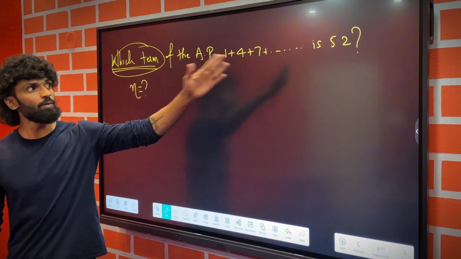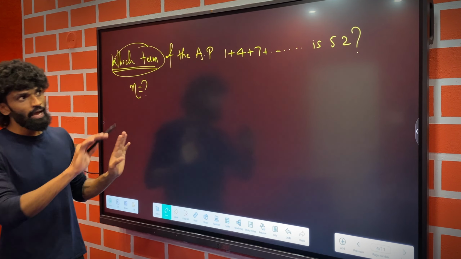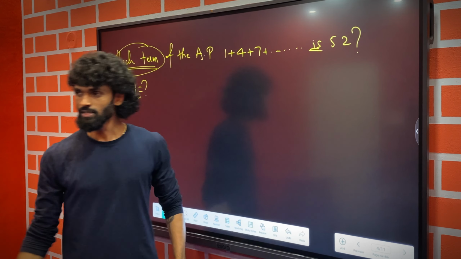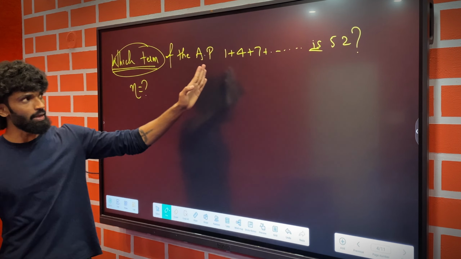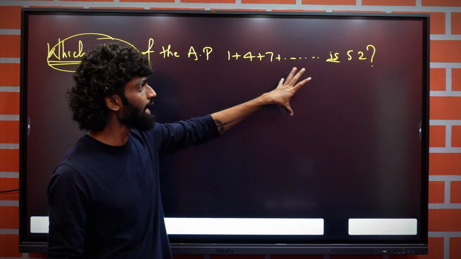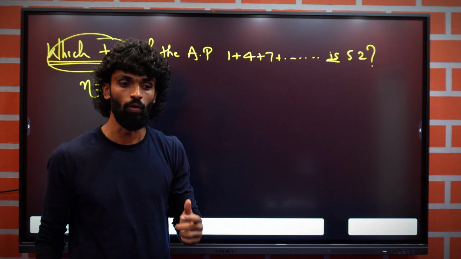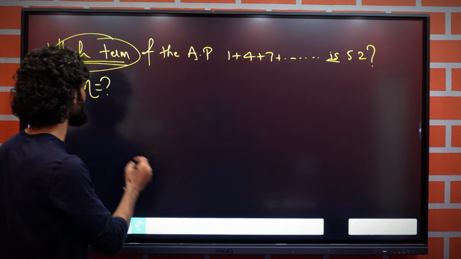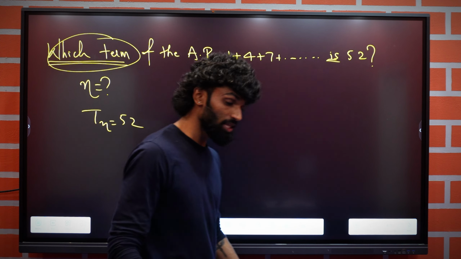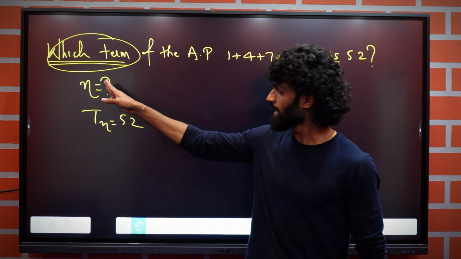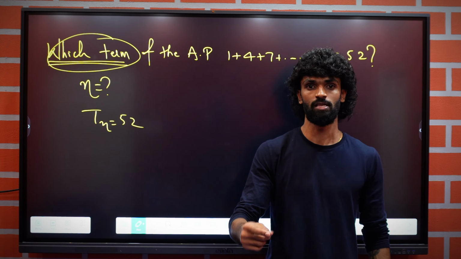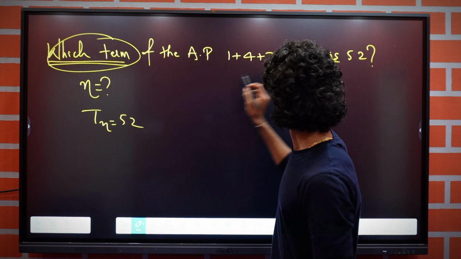Now, the AP's sequence is given to us. But the question is kind of different here because they've used the word "is" here. Which means they're asking which term of the AP, 1 plus whatever, is 52. In simple language, the last term is 52. Just now I told you, the meaning of last term in this concept is nothing but Tn. Tn equals 52. I've seen a lot of people, there's one category in fact, which always thinks n and Tn are the same. Never. Tn is the last term. n is the number of terms. There's a difference. Getting it? So Tn is given to us as 52.